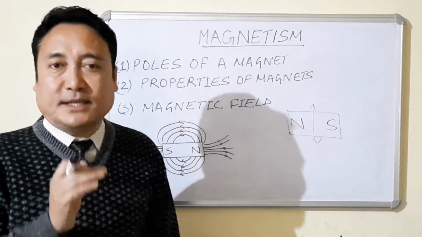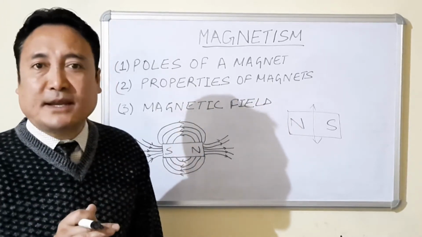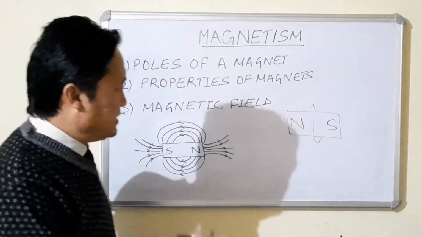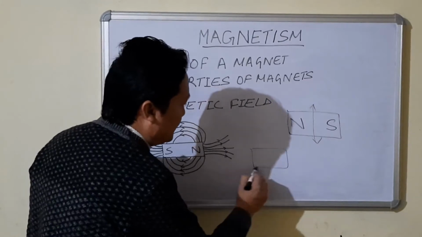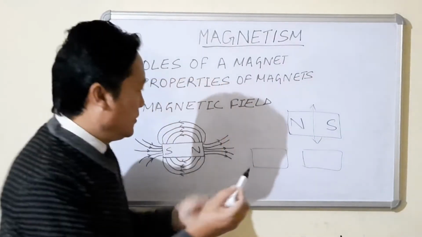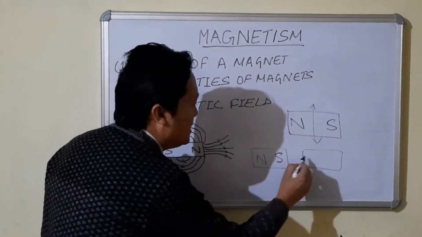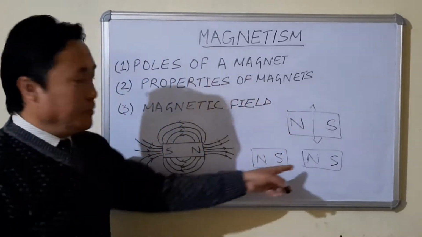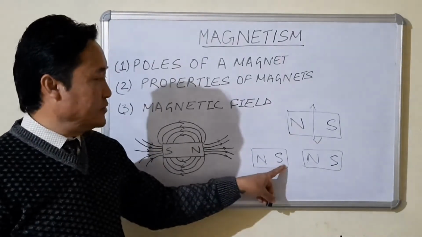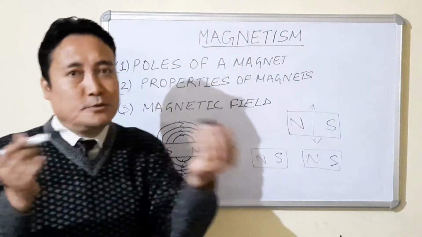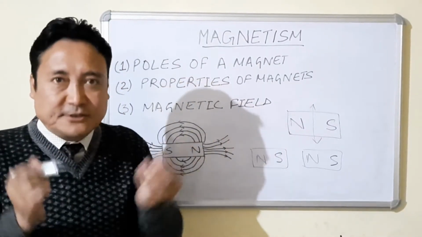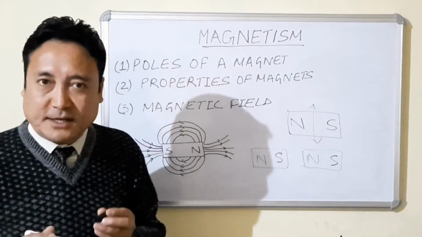Second property: like poles of a magnet repel each other, and unlike poles of a magnet attract each other. Suppose I take two magnets, each having a north and a south pole. The first magnet has a south pole, another magnet has a north pole. These are two opposite poles. When you bring the opposite poles of the magnets towards each other, they will attract. So opposite poles of a magnet will attract each other.